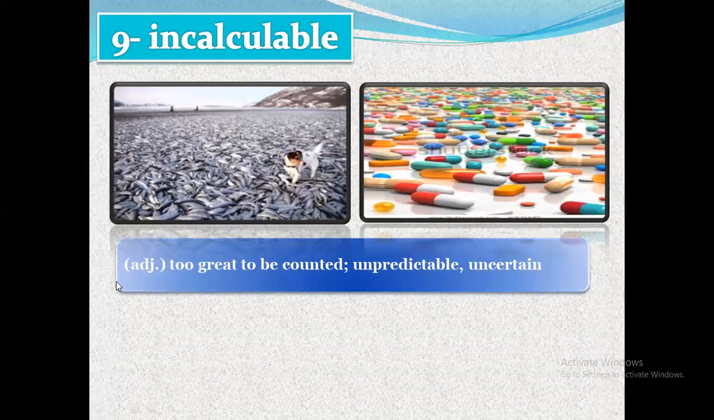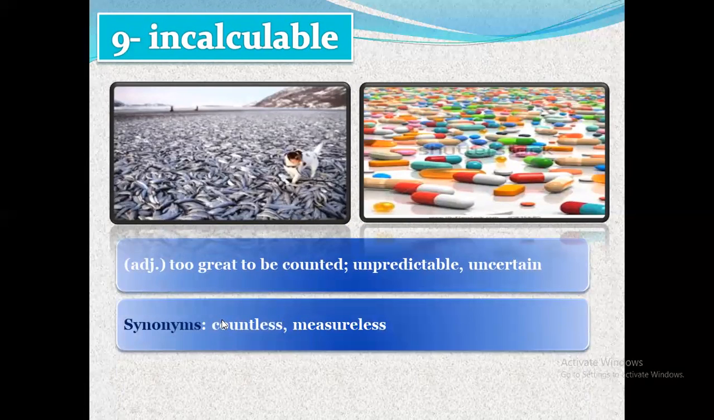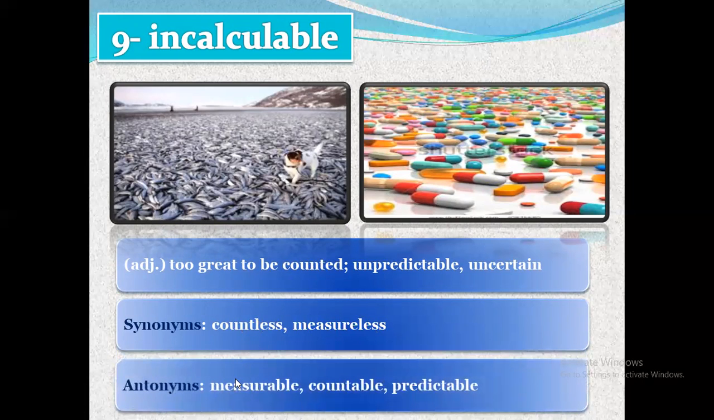So as an adjective, it means too great to be counted. Unpredictable also can be the meaning, or uncertain. So the synonyms are countless, again the word less, like careless, it doesn't count or cannot be counted. Measureless, you cannot measure it. The antonyms are measurable, countable, and predictable.